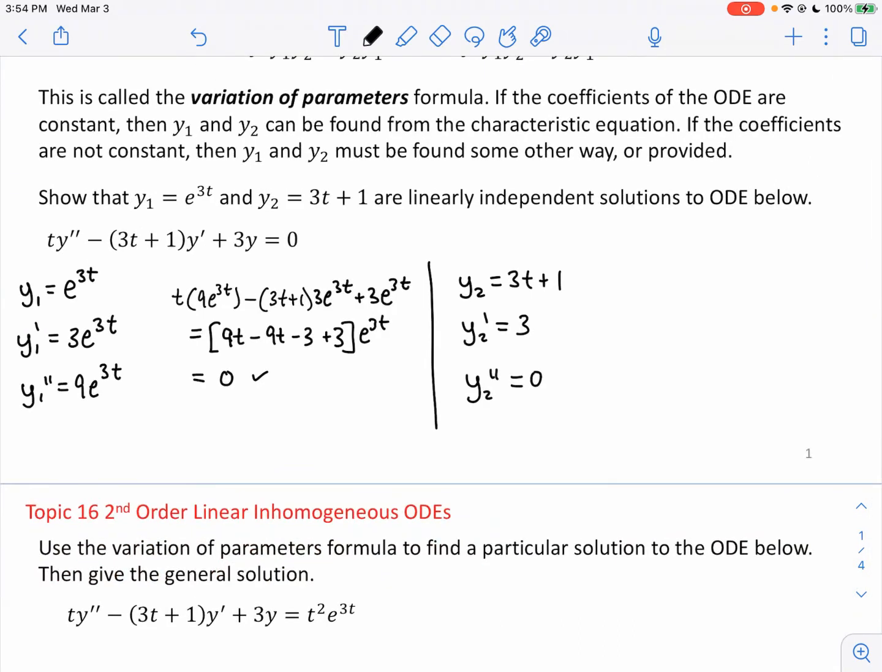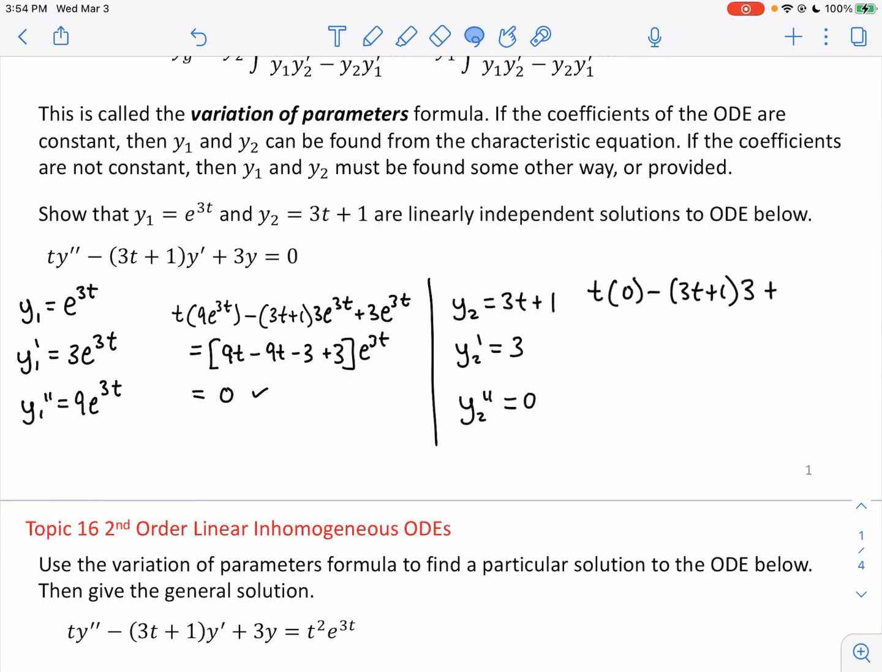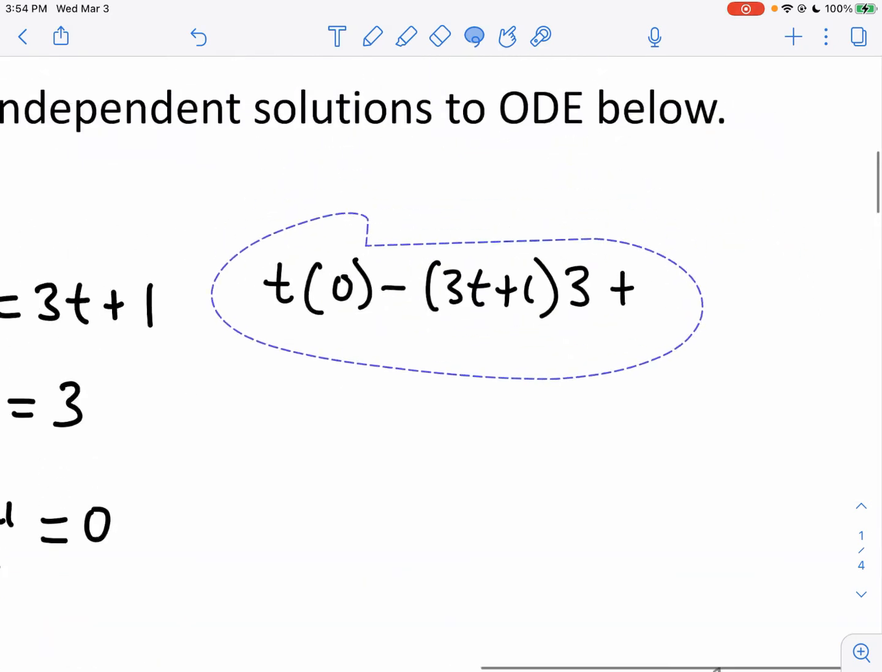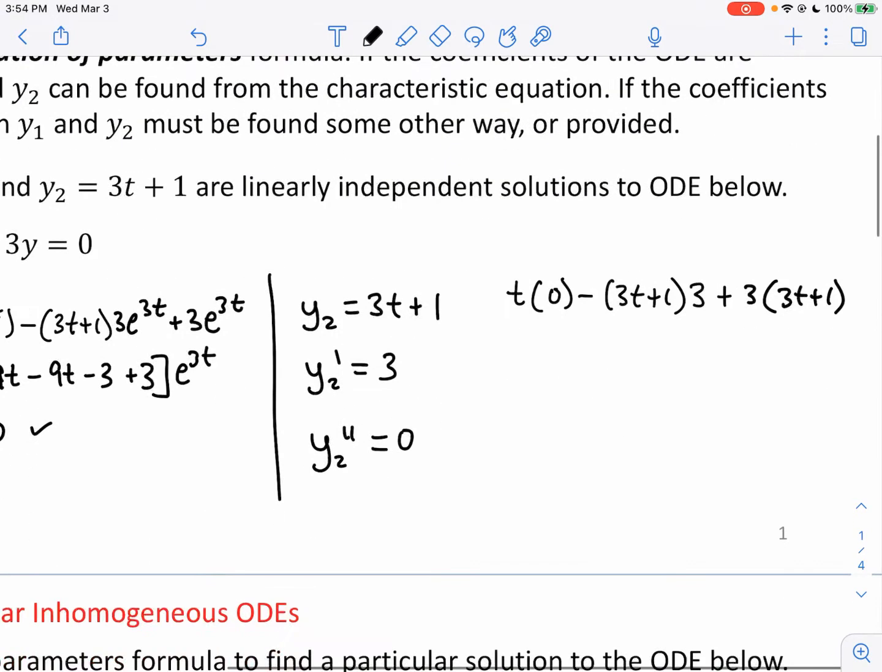So we have t times, now I'm just going to plug these functions into this differential equation. So we have t times y double prime, so t times 0, minus parentheses 3t plus 1 times y prime, which is 3, and then plus 3 times y. And I'm going to give myself a little more space here, move this stuff over slightly, zoom in a little bit. Oops. There we go. Plus 3 times y, and y was 3t plus 1. And we want to show that this will become 0.